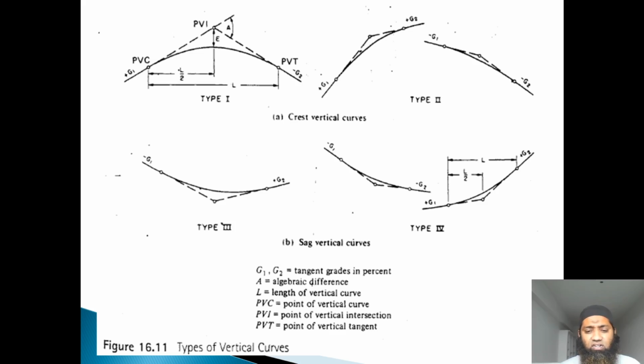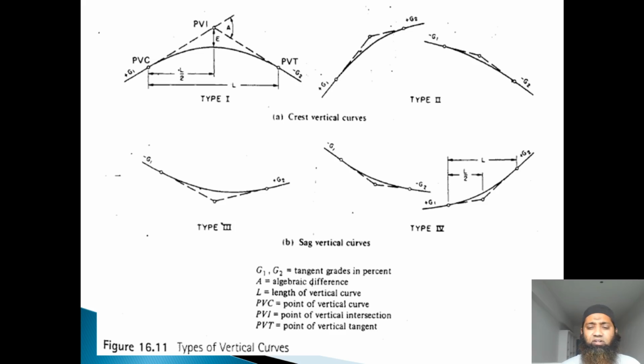PVC, point of vertical curvature. PVI, point of vertical intersection, where the tangents intersect. PVT, point of vertical tangency, where the curve meets the tangent again. So these are the points on the vertical curves.